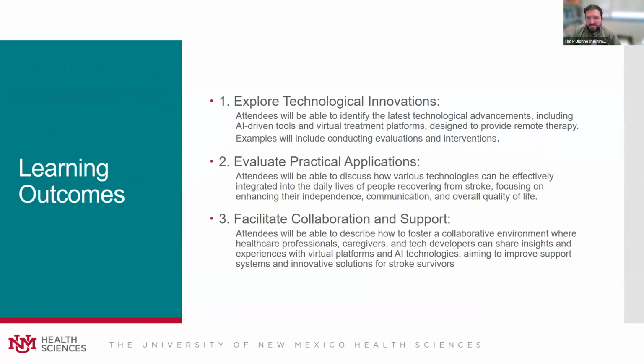So here are the outcomes that we're going to talk about today, the objectives. We're going to explore technological innovations. We'll talk about the latest advancements in things like AI-driven tools and virtual treatment platforms designed to promote and provide remote therapy. We'll talk about some examples, and then evaluate practical applications, like, how well do they work, and whether or not there's something valuable to be learned out of it. And then different methods to collaborate in a virtual setting and support each other throughout our various research or clinical interests.